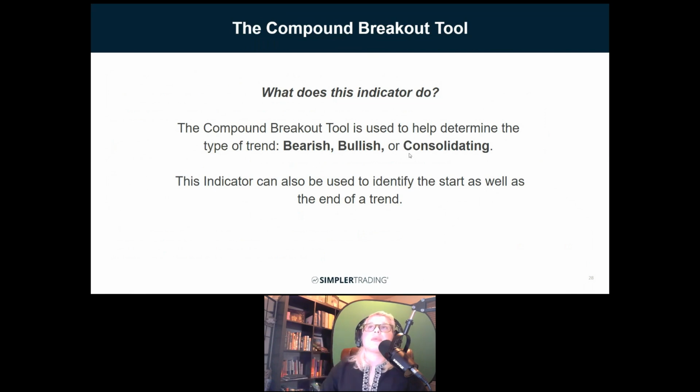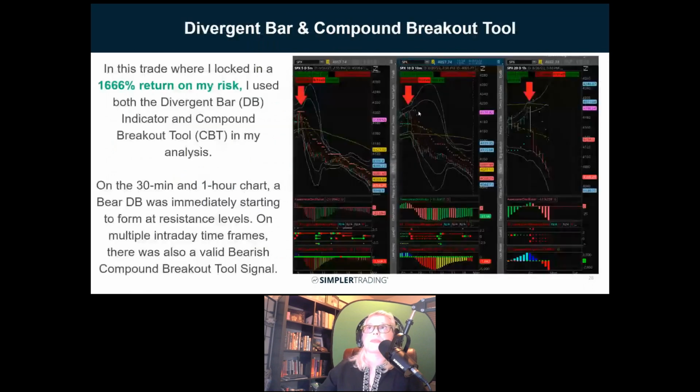So it's really great for short-term trades, but of course, we can use it on any time frame. Same thing with the compound breakout tool, right? What does this indicator do? Well, it's used to help determine the type of trend that I could be in: bearish, bullish, or consolidating. But it can also help identify when one is starting versus when one is ending. So it can help give me that fluidity between when one is shifting into the other.